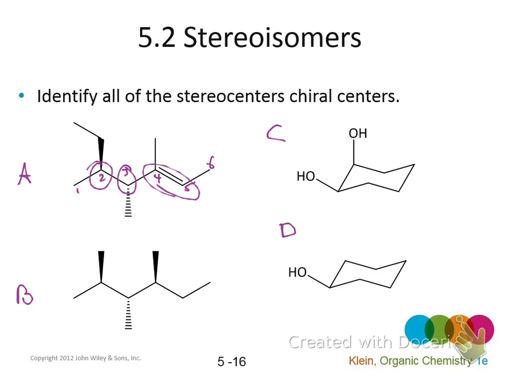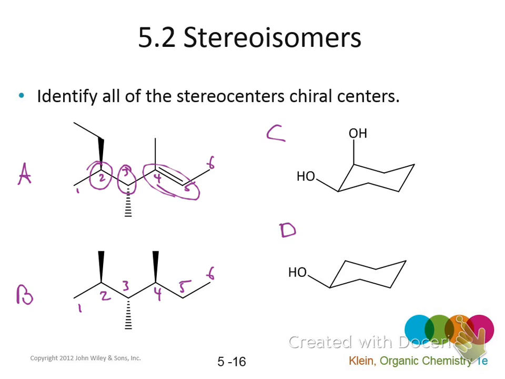So what about B? Let me go ahead and number left to right again: 1, 2, 3, 4, 5, and 6. Which ones are my chiral centers? I don't have a cis-trans stereocenter, so which are my chiral centers? 3 and 4. Yeah, that's the trick.